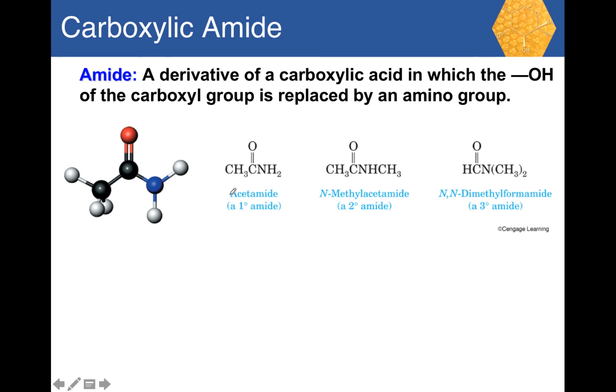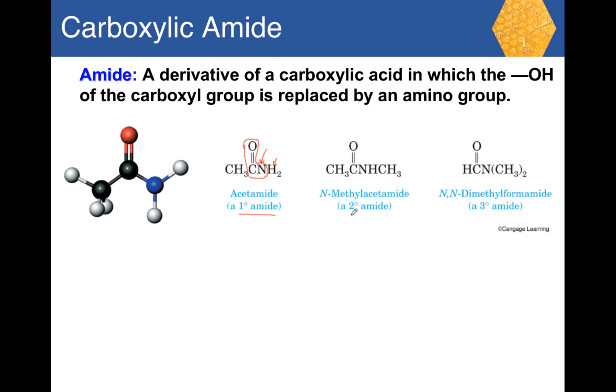So this molecule here is acetamide. You can tell it's an amide because this is the carbon-oxygen double bond bonded to a nitrogen. This nitrogen here has 2 hydrogens, so it is a primary amide because only one alkyl group or carbon group is bonded to that nitrogen.